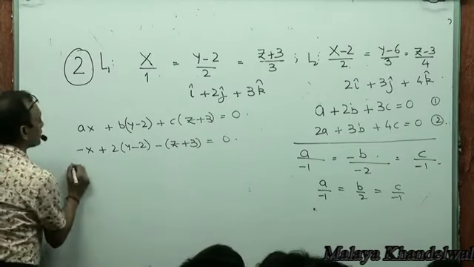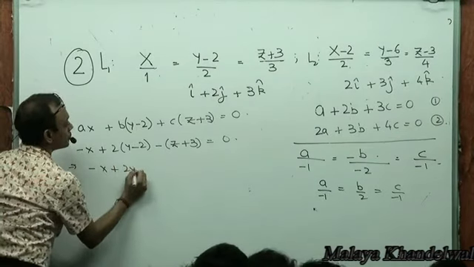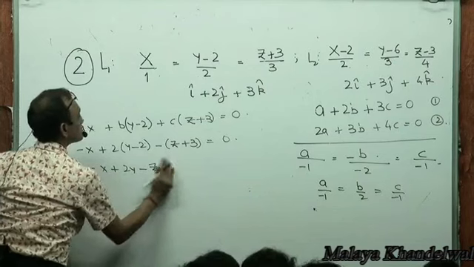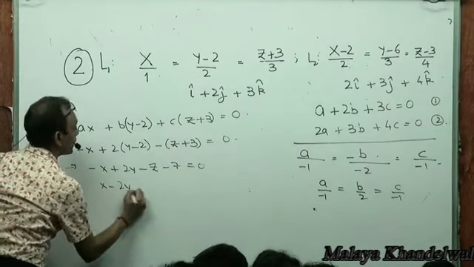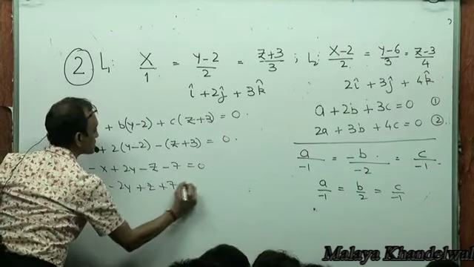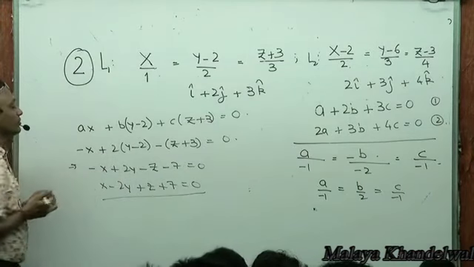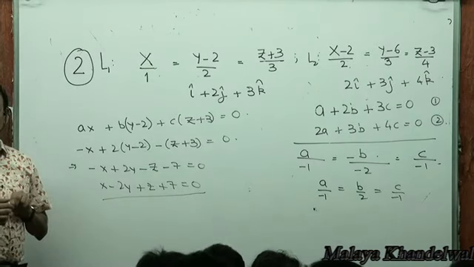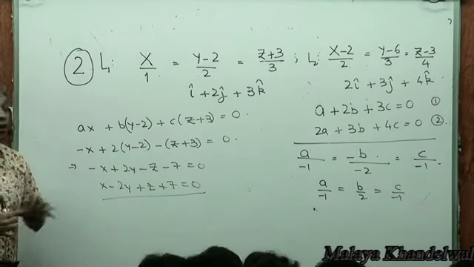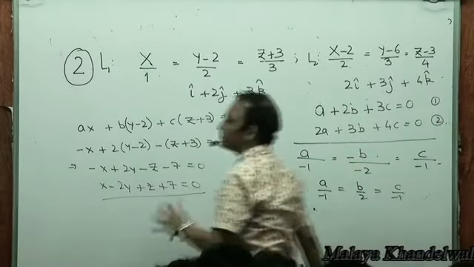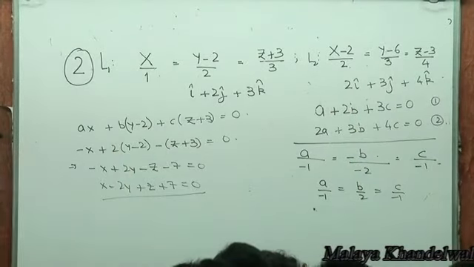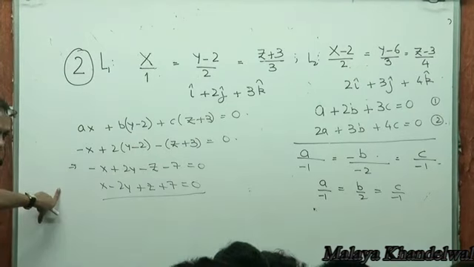So that gives me minus x plus 2y minus z plus minus 7 is 0. So x minus 2y plus z plus 7 is 0. That gives me the value of lambda. Yes or no? Or what you could have done is, since we are just learning, just get familiar with all the basic tenets of 3D. I hope all of you understand this.